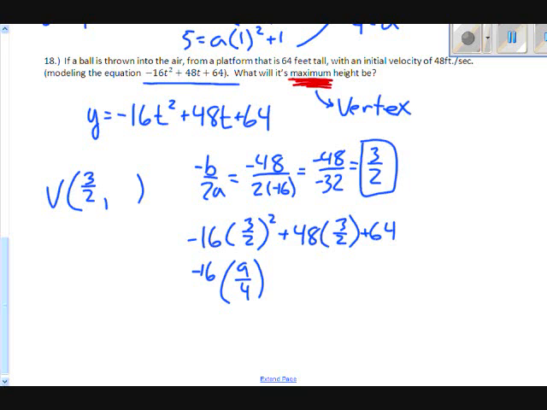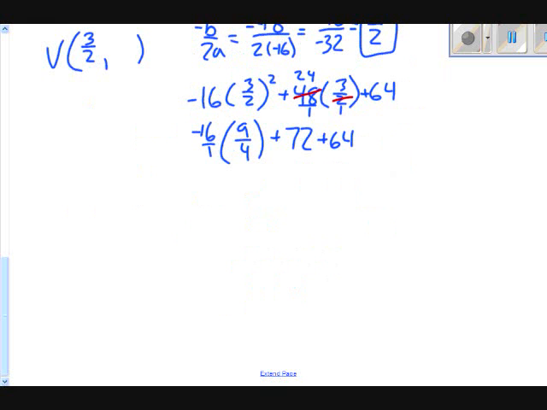Again, 3 squared is 9. 2 squared is 4. Over here, you can imagine that this is like over a 1. You can cross-reduce the 48 and the 2, reduce to a 24 and a 1. And a 24 times 3 is a 72. Over here, again, I'm going to pull the same trick. I'm going to cross-reduce the negative 16 and the positive 4, reduced to a negative 4 and a positive 1. And I'll multiply straight across. That's going to be a negative 36.